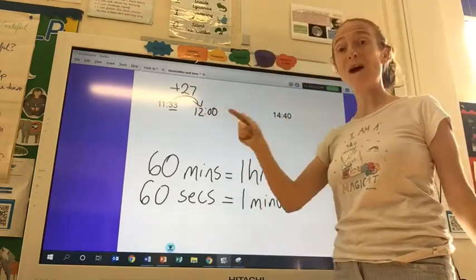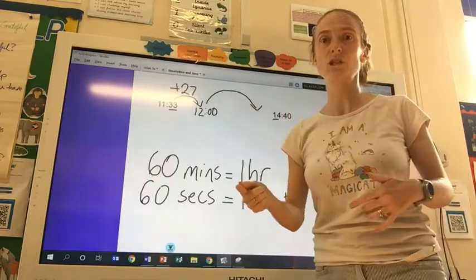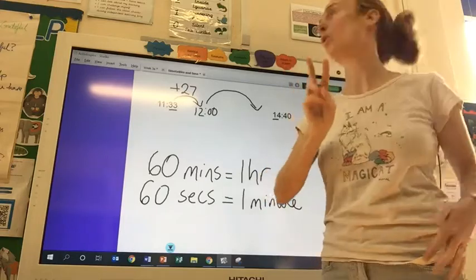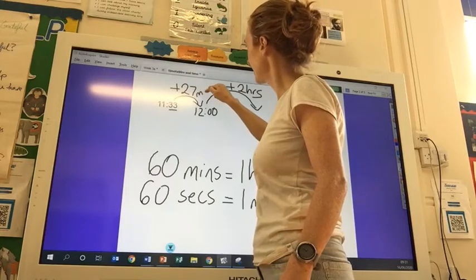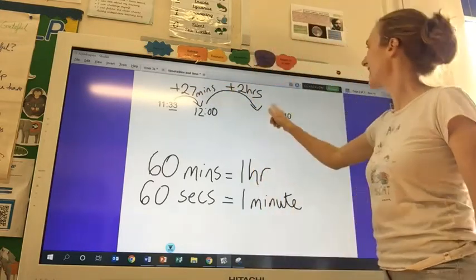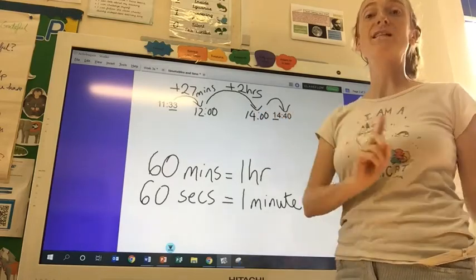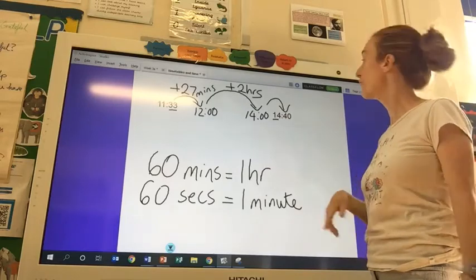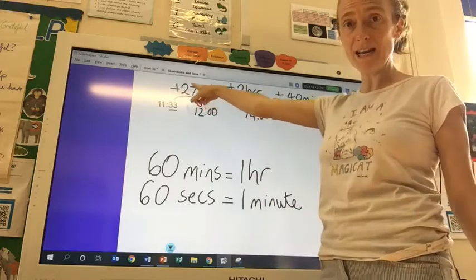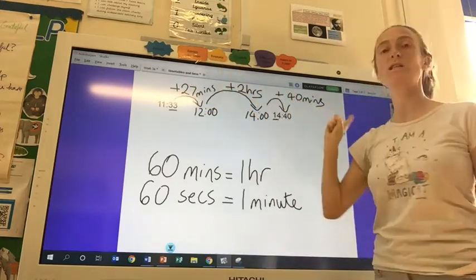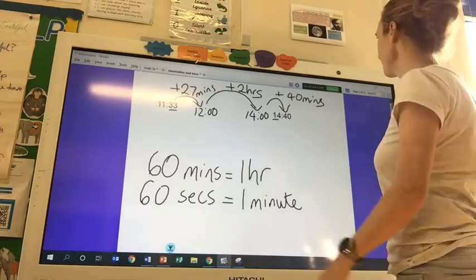Now, from 12 all the way to, we've got 14 here, 12 to 14. That's quite a quick one. That's 2 whole hours, and then that takes us to 14. And then we're going to count up another 40 minutes to take us to 2:40. So we've got 27 minutes plus 2 hours plus 40 minutes. See if you can do that mentally and tell me how long you think the journey takes.